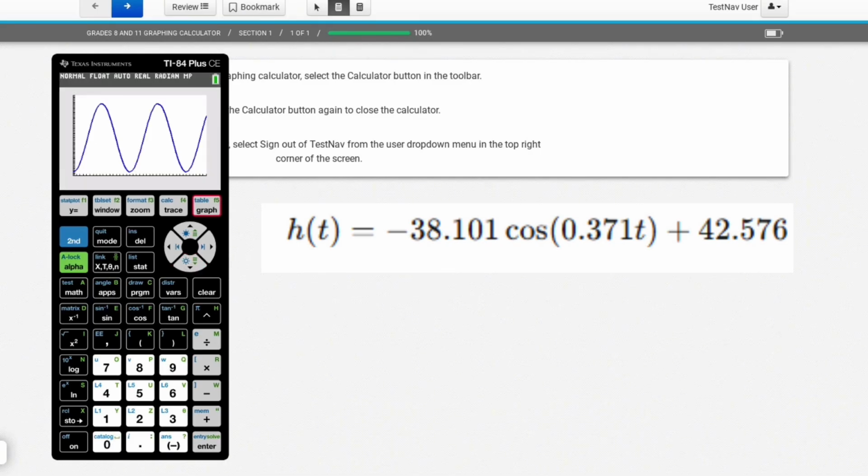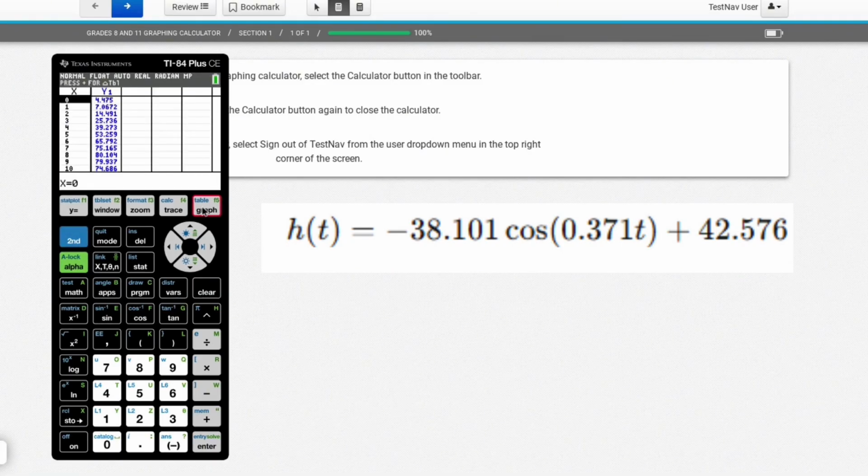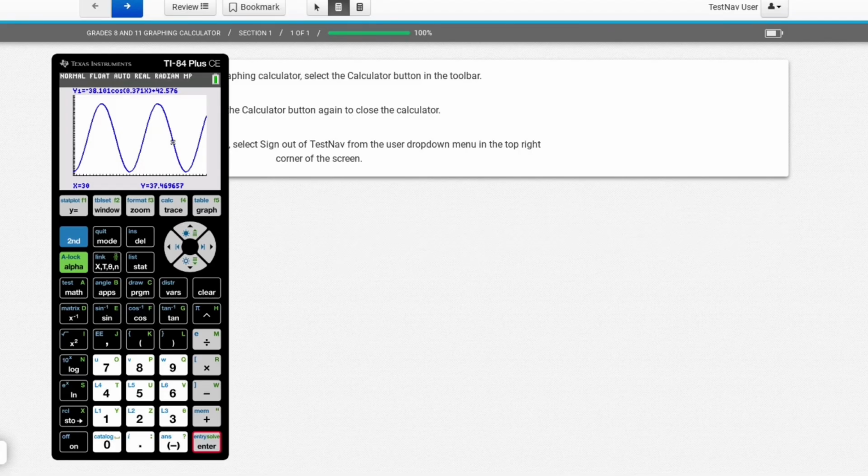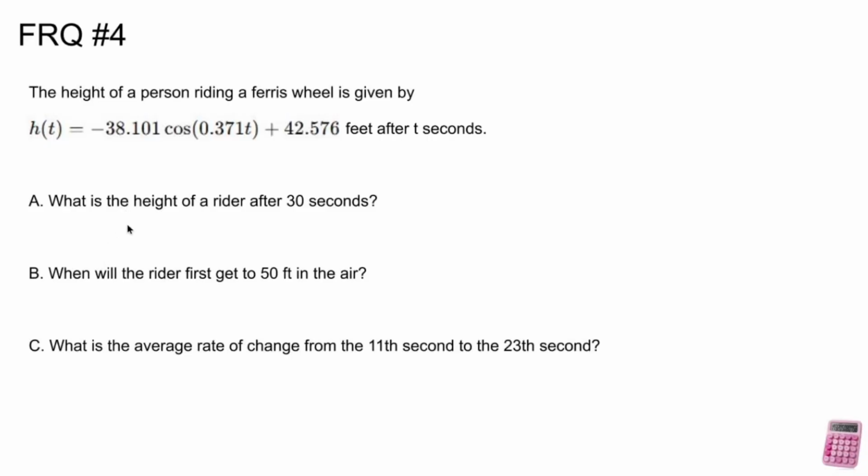Hey, I love it. What is the height of the rider after 30 seconds? Well, there's two ways you can do this. You could do table and scroll all the way down to 30, or you could do second calc value and see what happens when you type in 30, and we get 37.46965, whatever, blah, blah. So we will round that to 37.470. And we ended up with 37.470 feet.